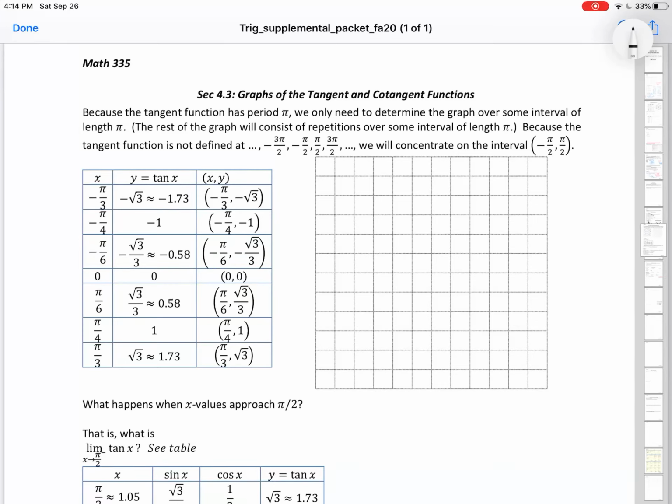So here we find ourselves in section 4.3, and they're going to quickly look at the tangent and cotangent functions, have us just investigate those for a while. Tangent and cotangent are interesting. They have a period that's only pi, and we need only to determine the graph over some interval of length pi. And so the rest of the graph will consist of repetitions of that.